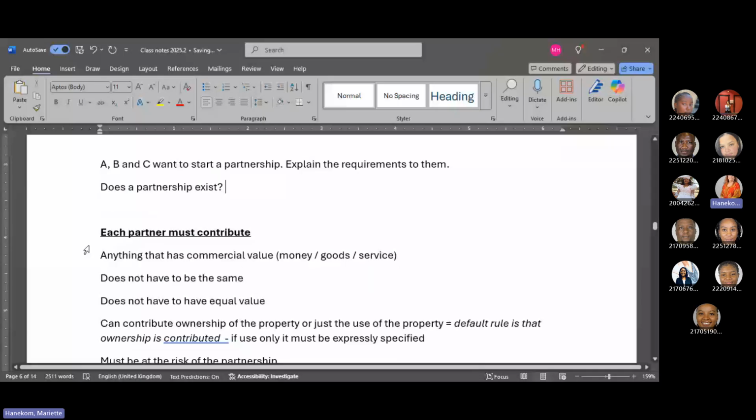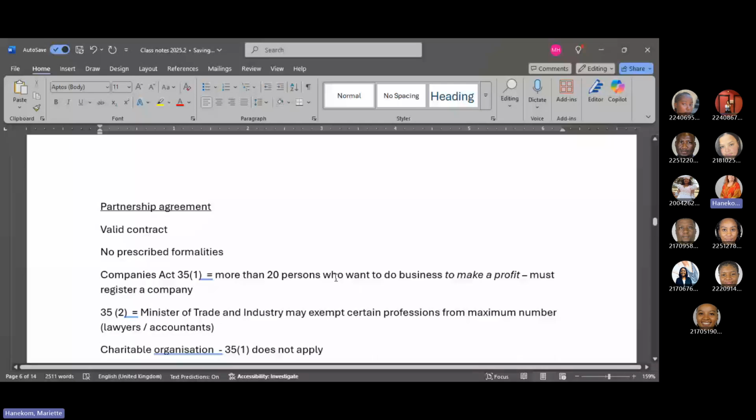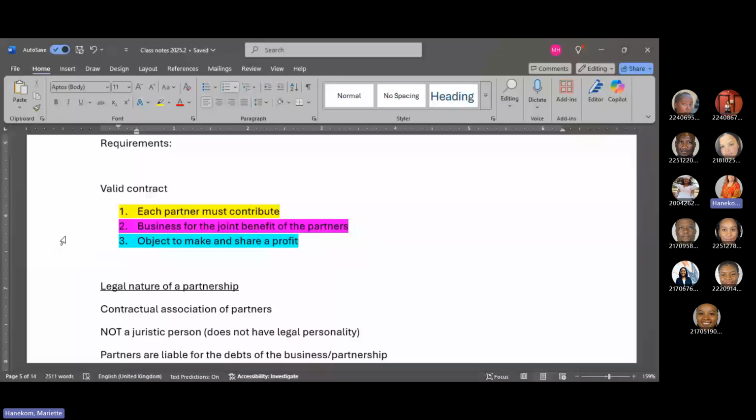There are 3 main requirements for a partnership, which we looked at when we started partnerships. So you've got those 3 requirements. Each partner must contribute, business must be for the joint benefit, and the object must be to make and share a profit. Obviously, that is not enough for 10 marks. So you need to elaborate. Each of these requirements has sub-requirements, which I have discussed there for you.